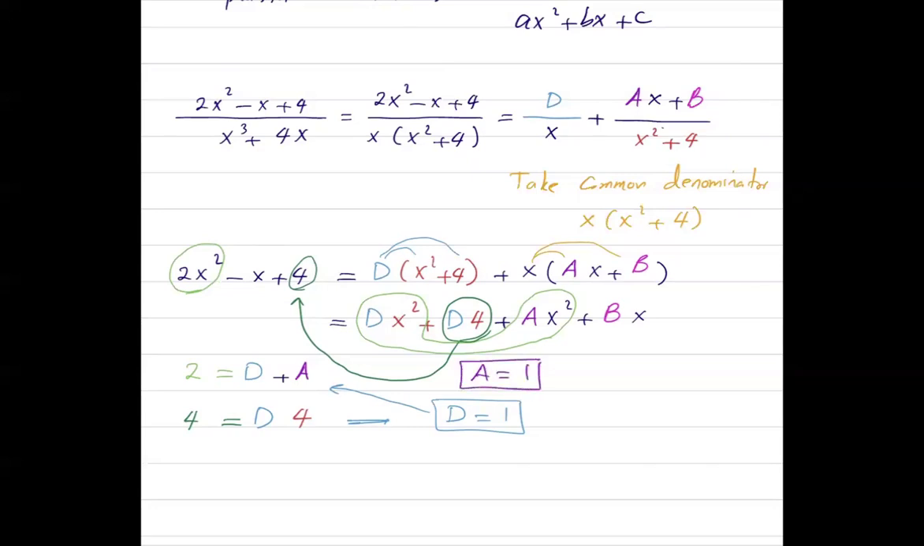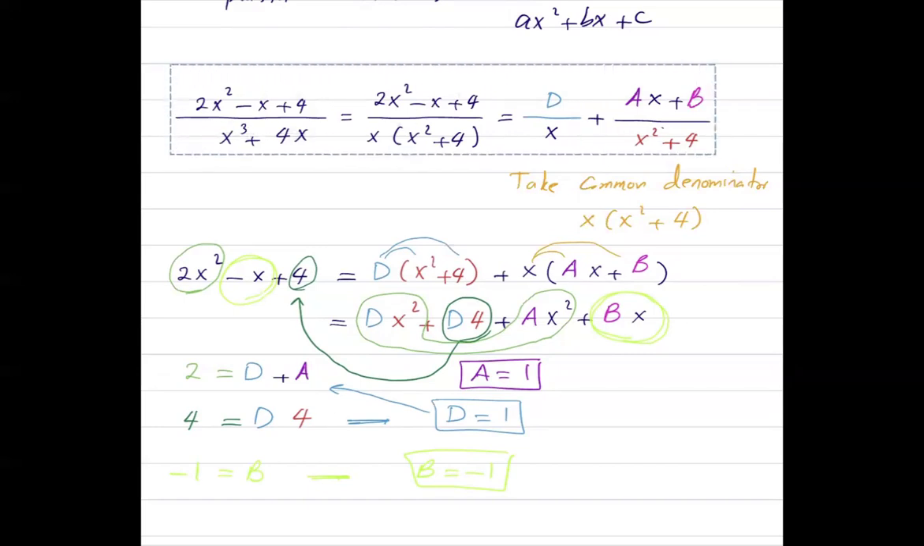Very good. We know that bx is equal to negative x, so b is equal to negative 1. And you're done. So b is equal to negative 1. We found all the missing pieces.